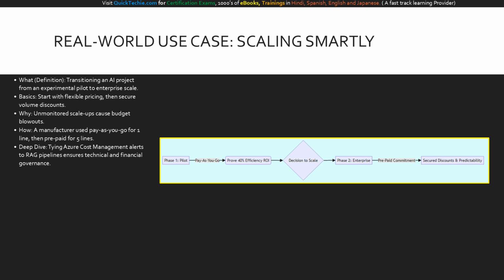This diagram maps the ideal enterprise AI journey. We start in phase 1 with a low-risk, pay-as-you-go pilot. Once the ROI is proven in this case, a 40% efficiency gain, we hit a decision gate. Moving to phase 2 for enterprise scale, we abandon pay-as-you-go. By switching to a prepaid commitment, we secure massive discounts and lock in predictable costs, making the project a total financial success.